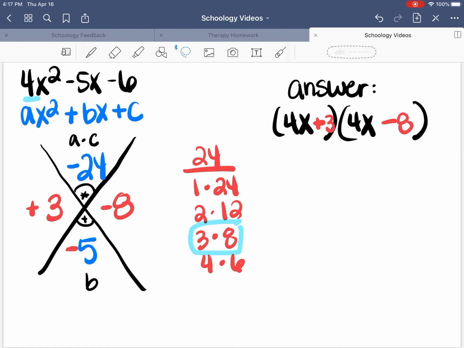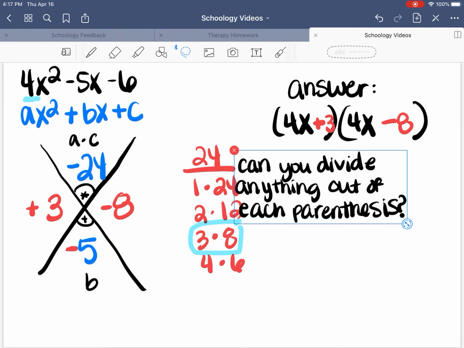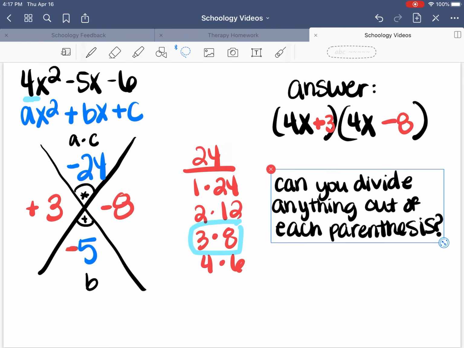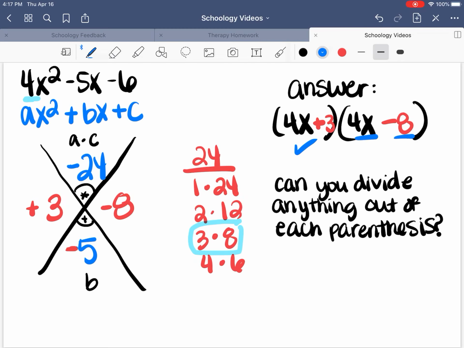And I'm going to ask you here, can you divide anything out of each of those parentheses? One of them is already done. This one, you cannot divide it out anymore. But these two, I can divide both of those by 4. You got to divide by the biggest number you can. Because if you divide it by 2, you can divide it again by 2. Got to pick the biggest number.